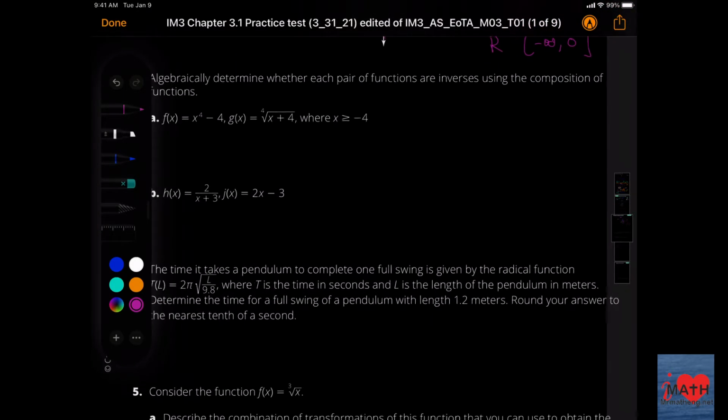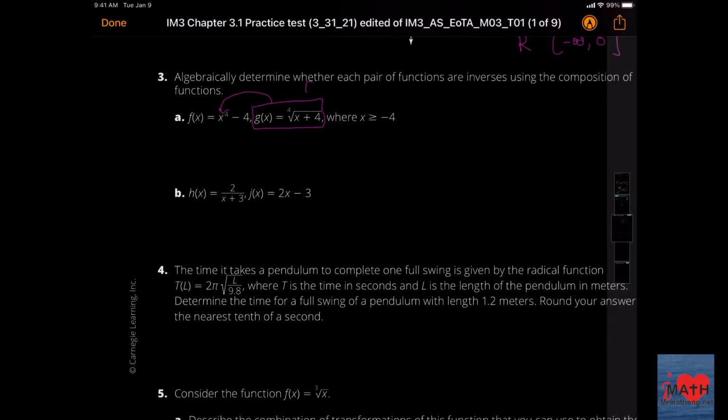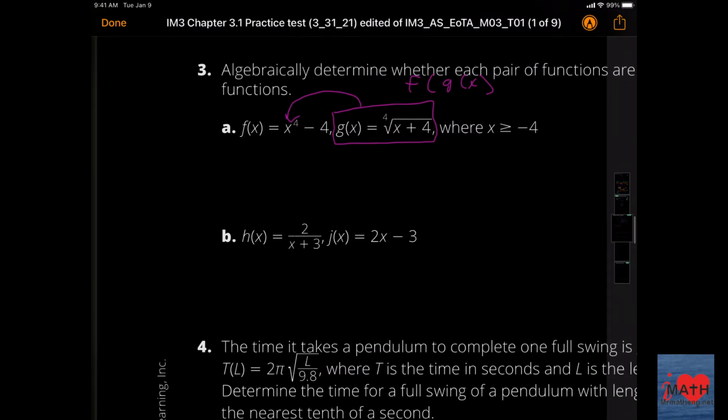All right. Question 3a, algebraically determine whether each pair of functions are inverses using the composition of functions. Okay. This one is the one where we would do the substitution into it. I don't know if you guys remember that. So I can do it both ways. If I take this and put it into here, that one would be f of g of x. And if I do that, I would get this.